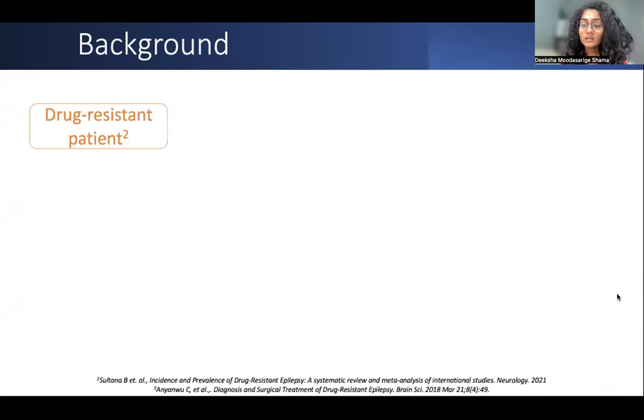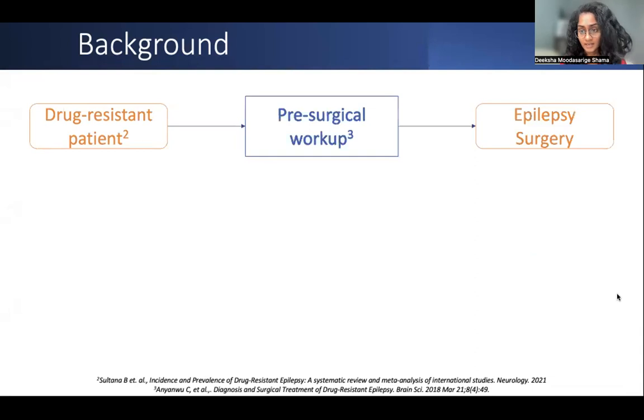Moreover, nearly one-third of the patients are drug resistant, in which case the best alternative is to surgically resect the defected brain region. The success of the surgery depends on the efficacy of localizing this brain region beforehand in the pre-surgical workup, which is an extensive process.